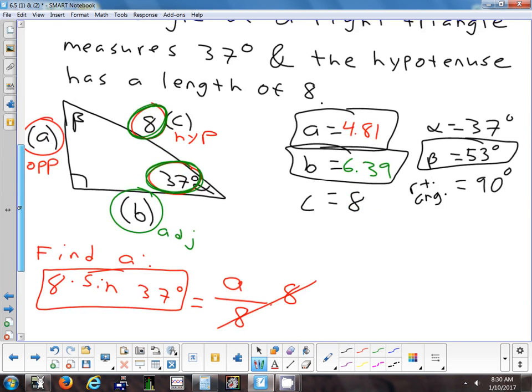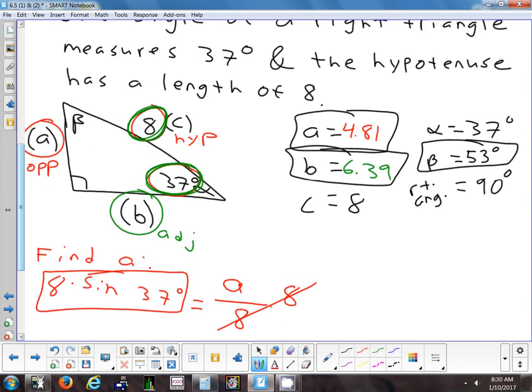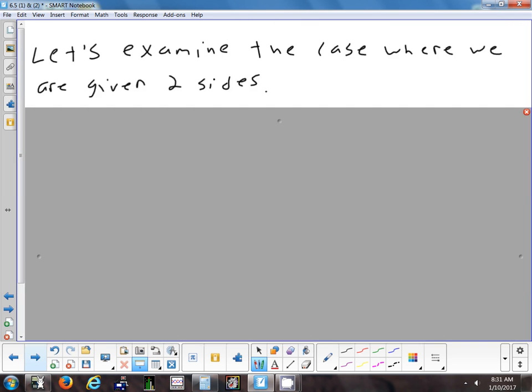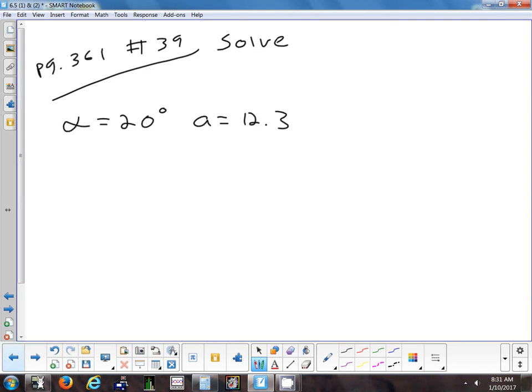Any questions on that type of problem? All right, we can try one more where we were given a side and an angle, and then we'll move on to two sides.